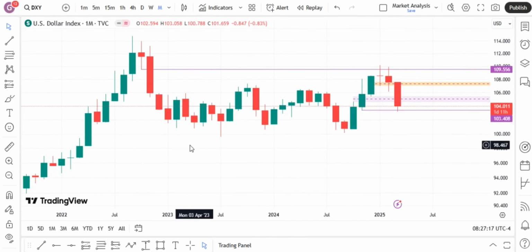So I expect that for this week, since it's a new week, we want to see a retracement to take out these equal lows before we anticipate a movement to the upside.